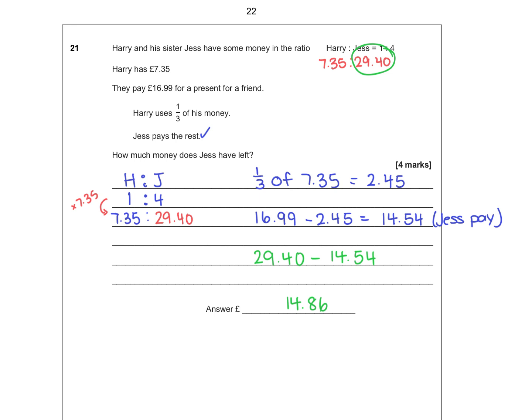Now, it doesn't matter if when you do the 1/3 of the £7.35, that doesn't actually make a difference. Some people did that first. Some people found out how much money Jess has first. That's absolutely fine as long as we get to the same answer in the end. Oh, and I just thought, if we were trying to work out 1/3 of £7.35, I did 7.35 divided by 3. Okay, because when we're finding a fraction of an amount, we divide by the denominator.